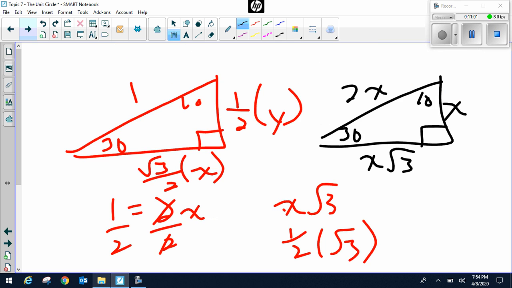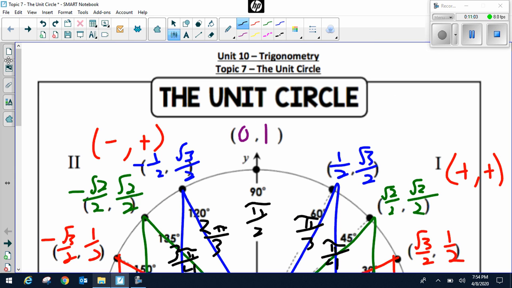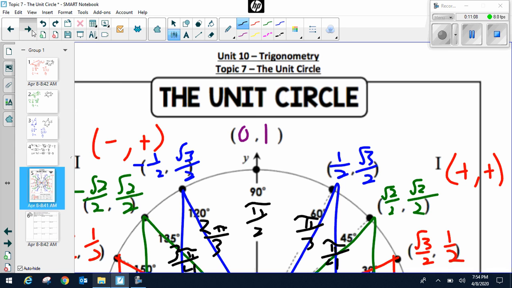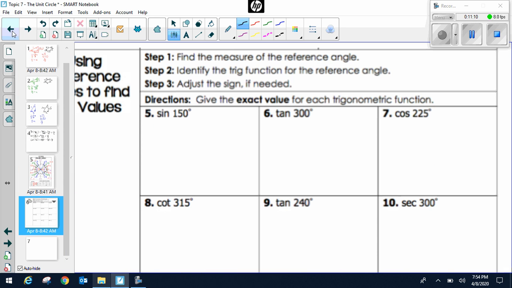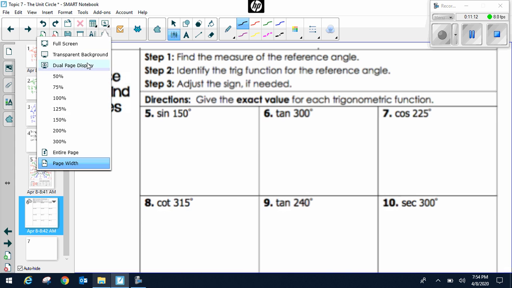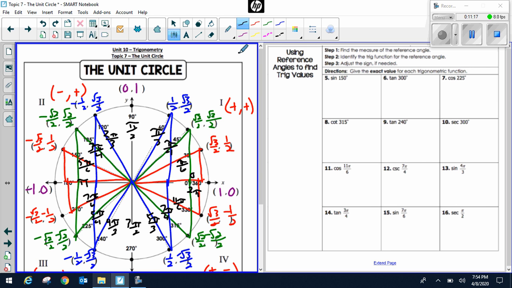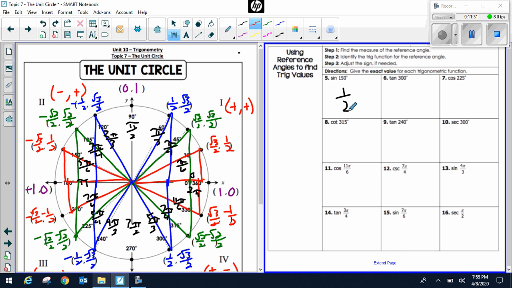All right, let's go ahead and do some examples, and let me move this so that we can split screen it so I can show you what's going on. So here's how it's going to look. They're going to tell you to find the sine of 150. Well, if we go to our unit circle, 150 degrees is right here. Sine is representing the y value. So the y value of 150 would be 1/2. And that's it. Tangent's a little bit different.